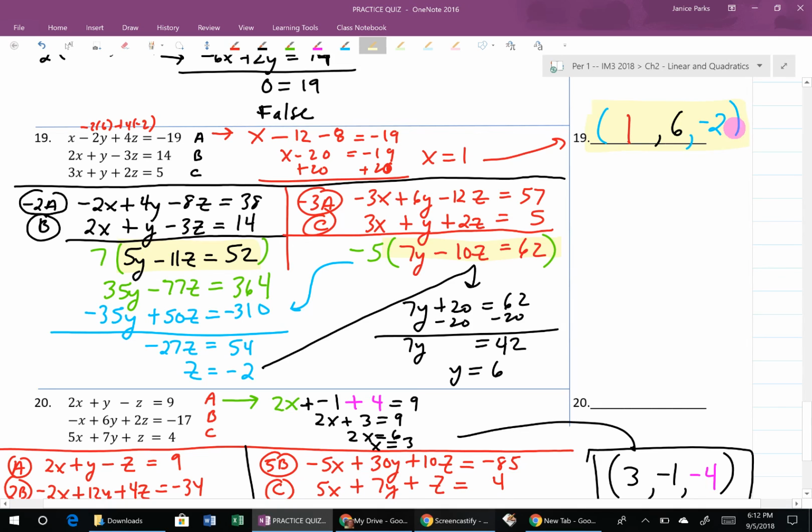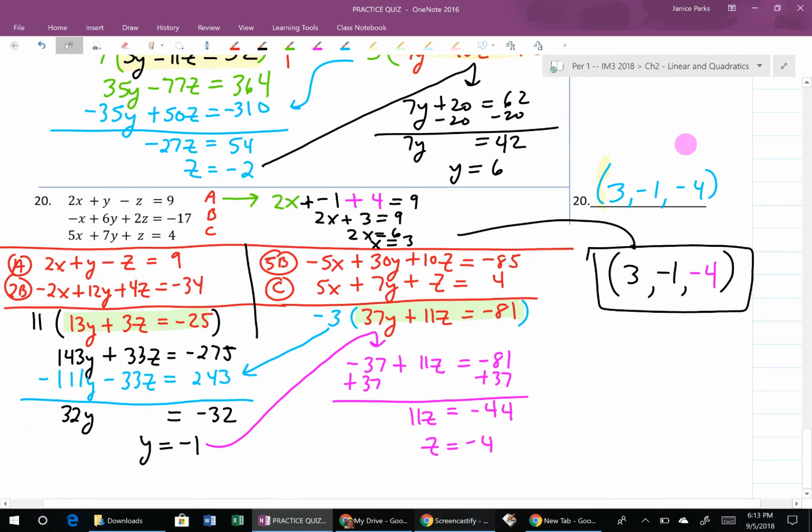For the last equation of this practice quiz, the answers are 3, -1, and -4. I've already answered them. I did the work for it. It's in the screencast video before this to answer how to solve an equation with 3 variables. So that should help you out.